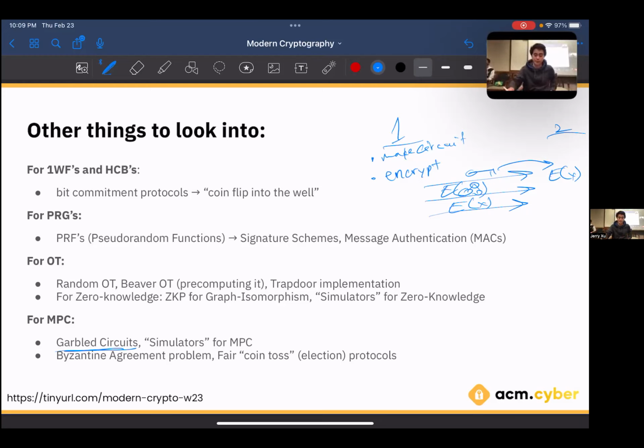Okay. So just to wrap up, basically, you compute it encrypted, send it back, decrypt it, and that's the idea. If you're interested in following up on any of the things I mentioned, this is just a list of topics that you could look into. But yeah.